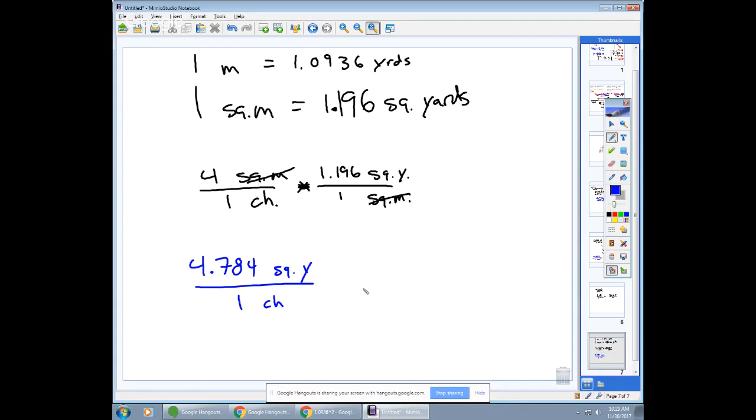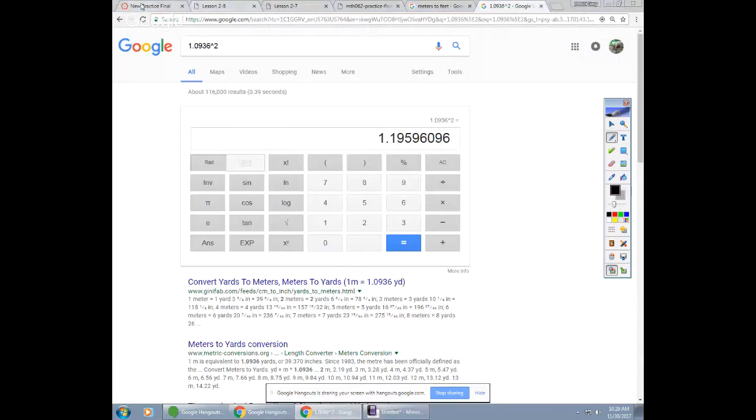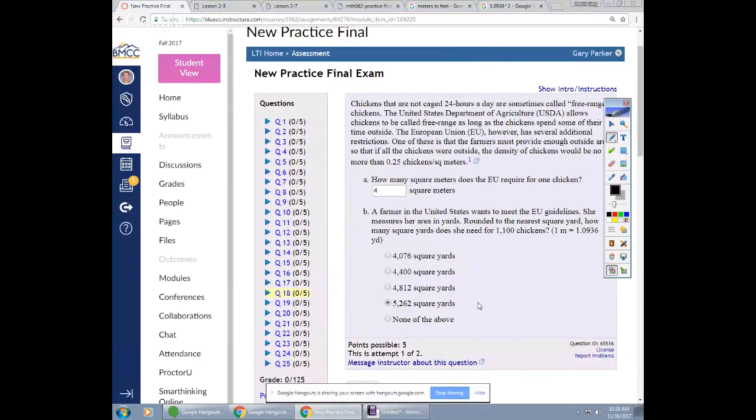So now we need to scale that up to more chickens. How many chickens do we want? Yeah, so we just need to multiply this by 1,100 chickens. And that'll give us the square yards that she needs. That's more like 5,262 square yards. That's how many yards she's going to need for all those chickens. That happens to be one of the options there.